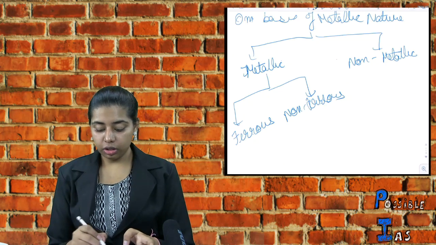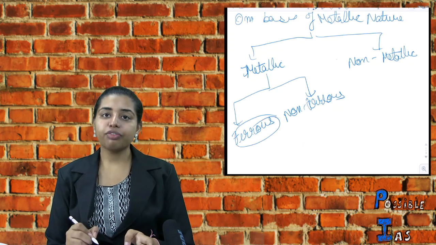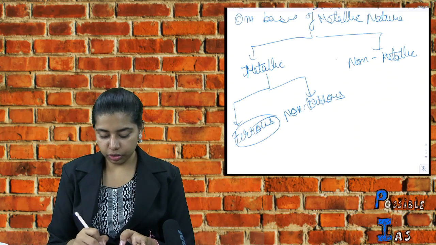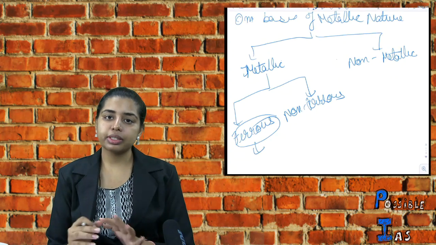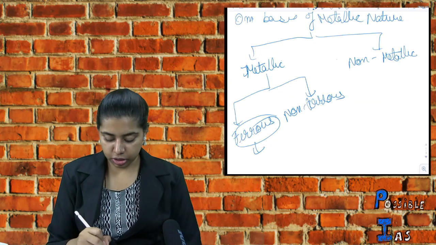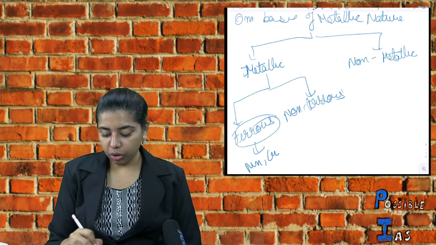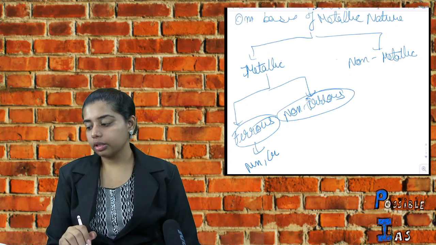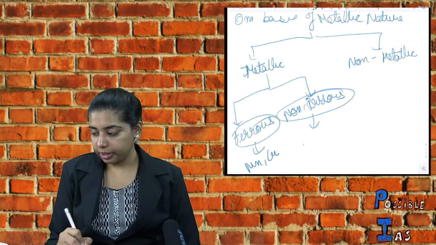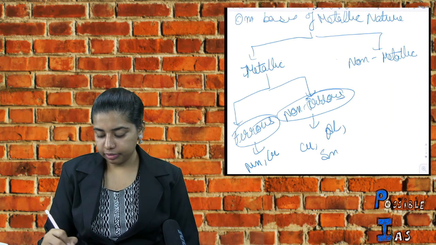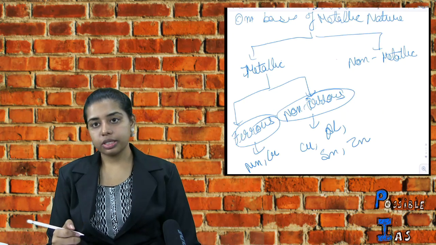Now what are ferrous minerals? They are found in association with iron and often mixed with iron. These are the minerals which you mix with iron to form different types of steels. These include manganese, chromium. And what are non-ferrous minerals? These include minerals like copper, aluminium, tin, zinc.